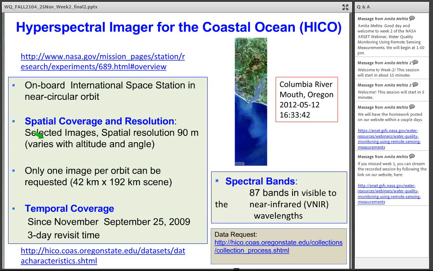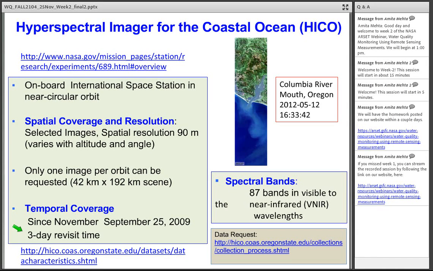The spatial resolution is 90 meters. That does depend on the altitude and angle at which a piece of Earth is looked at from the space station. Only one image per orbit can be requested, and any scene is usually 42 kilometers by 192 kilometers. So there is reasonably good spatial resolution, and scenes can be requested, but this is also a research mission. It's been flying since September 2009, and the revisit time is about 3 days.